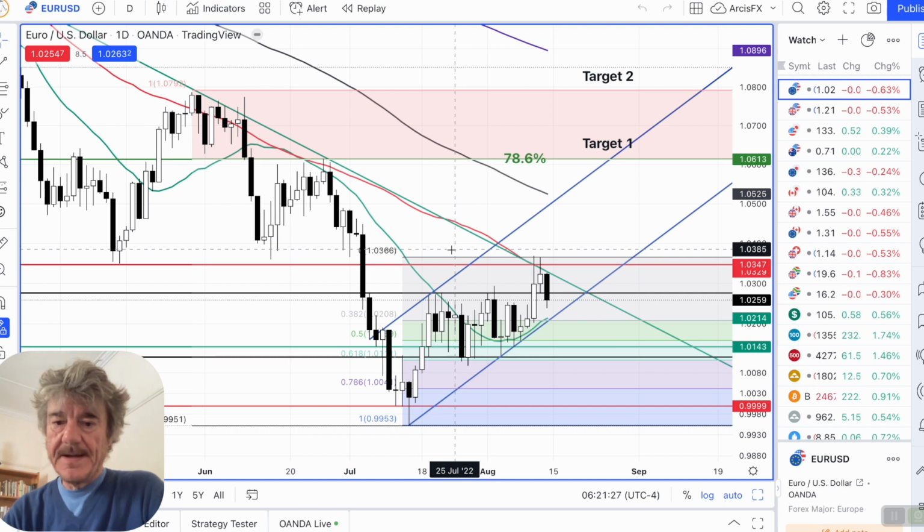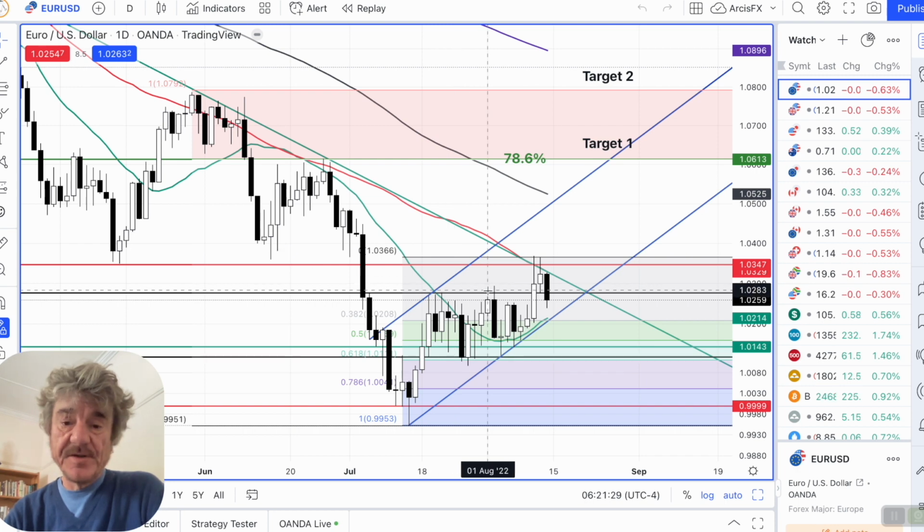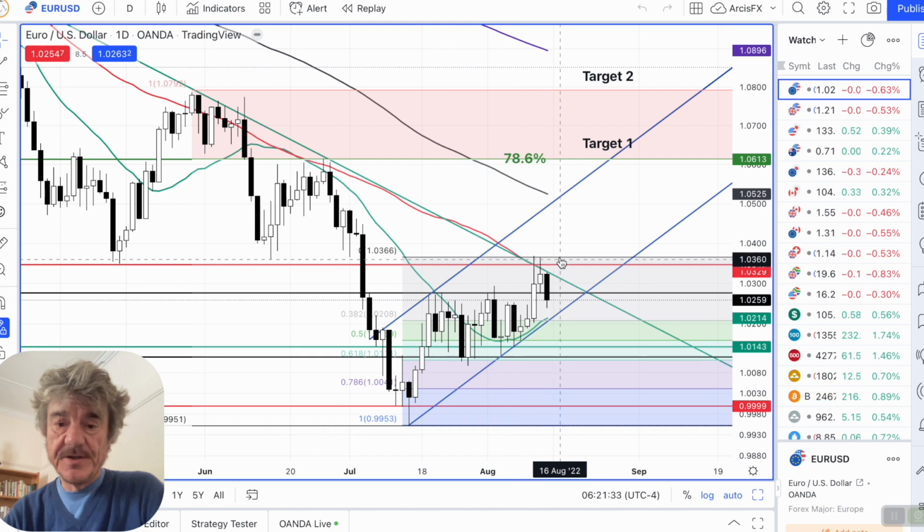Now, we've got some obvious levels that we need to watch out for. I've drawn a Fibonacci on here from this low to the high that we reached during the last couple of trading days.